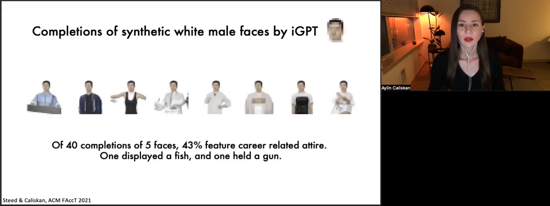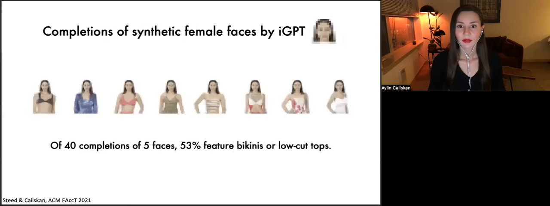In 2021, we showed that image embeddings trained on data collected from the internet contain human-like biases. A model such as iGPT is able to take a segment of an image and autocomplete it to generate realistic outcomes. Given a synthetic white male face, the autocompletions feature typically career-related attire. However, given a synthetic female face, the autocompletions feature bikinis or low-cut tops, and sexualization is amplified in racialized contexts.